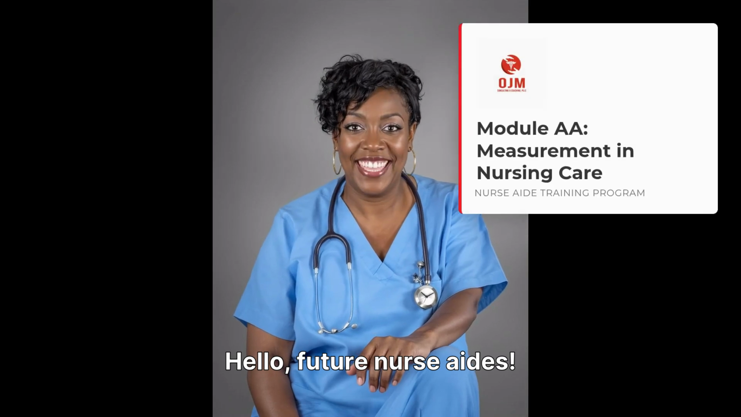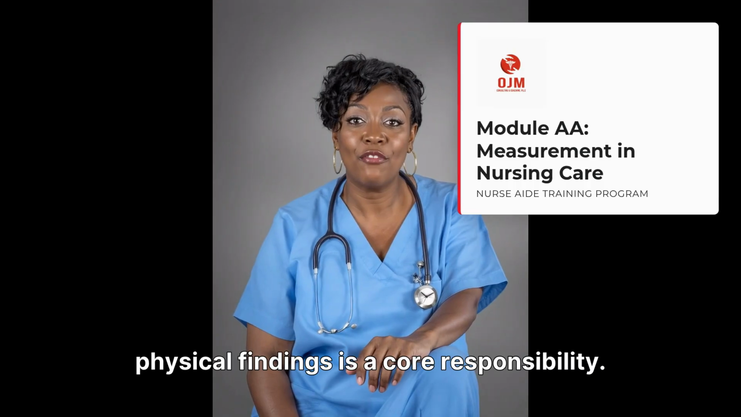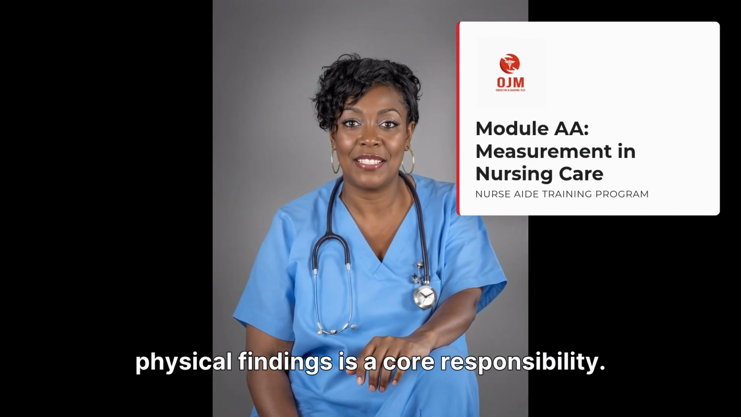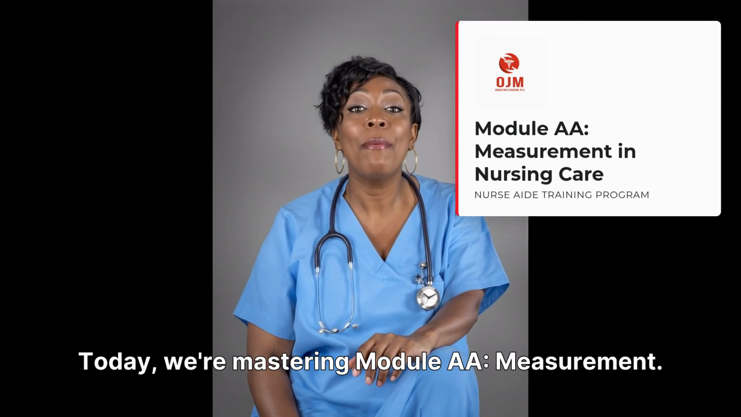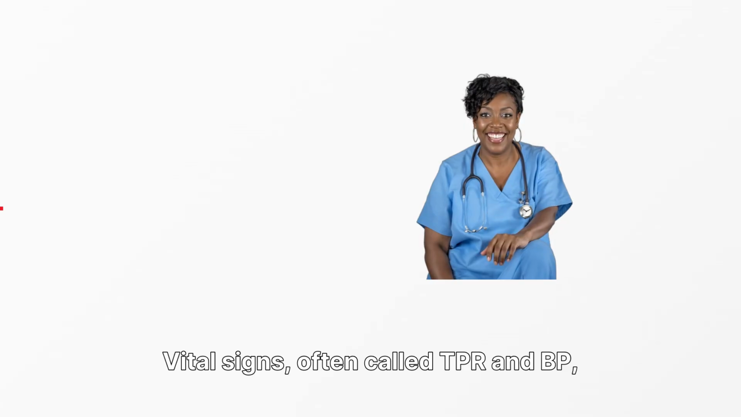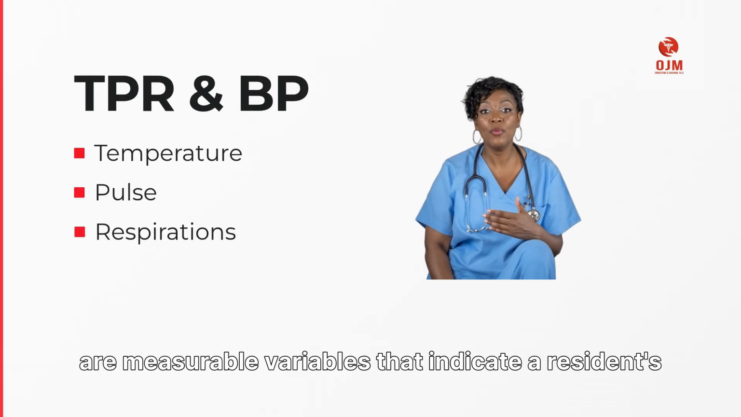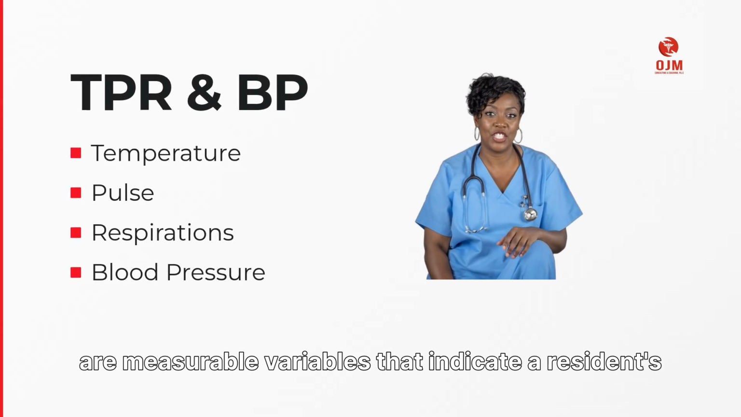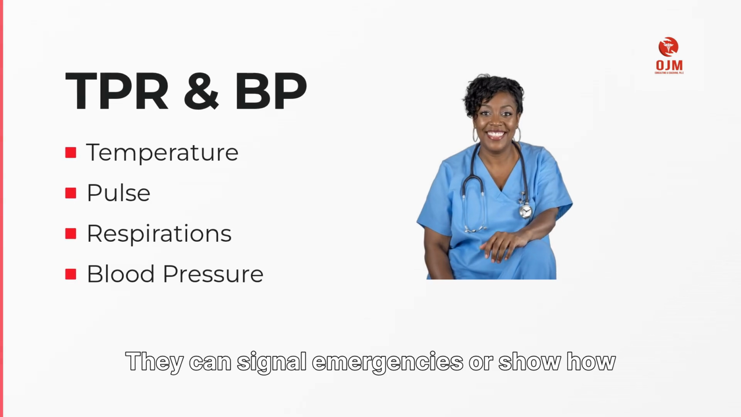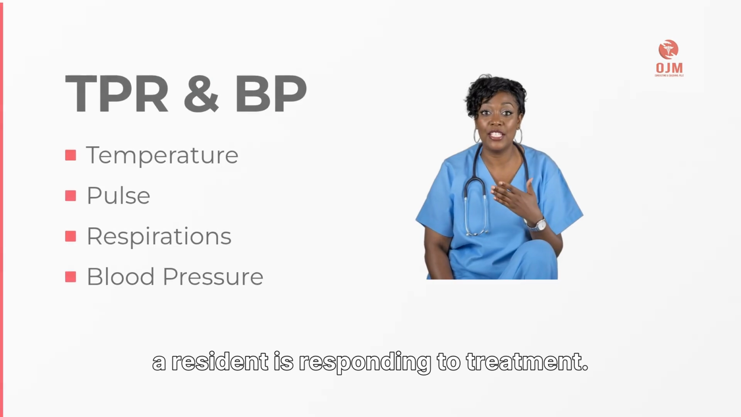Hello, future nurse aides. Accurate measurement and recording of a resident's physical findings is a core responsibility. Today, we're mastering Module AA, Measurement. Vital signs, often called TPR and BP, are measurable variables that indicate a resident's general condition. They can signal emergencies or show how a resident is responding to treatment.